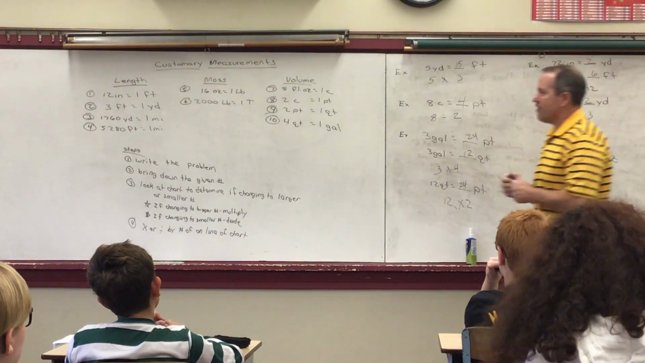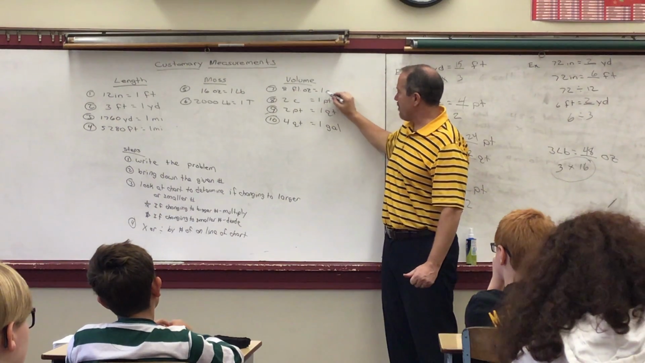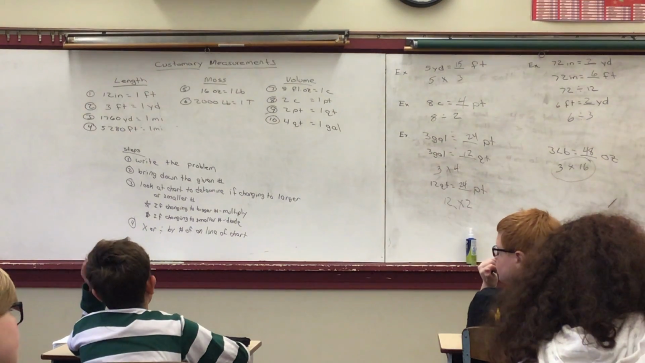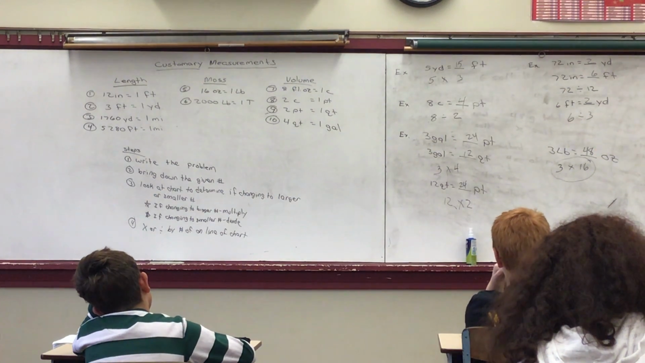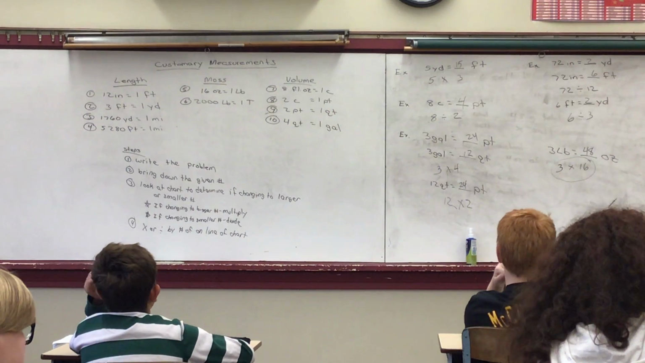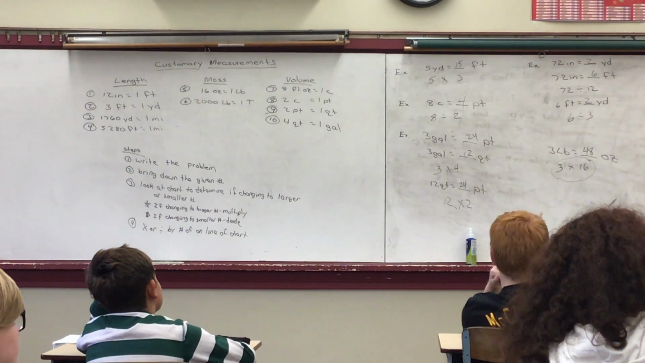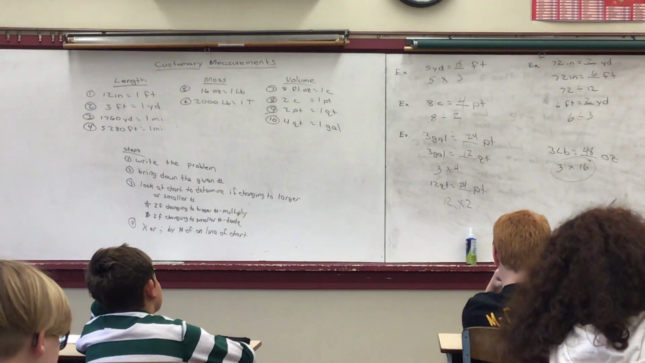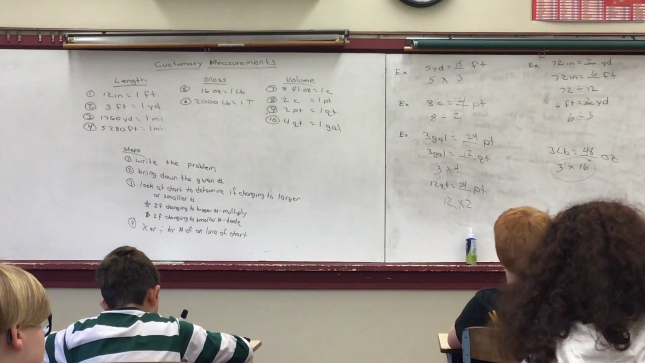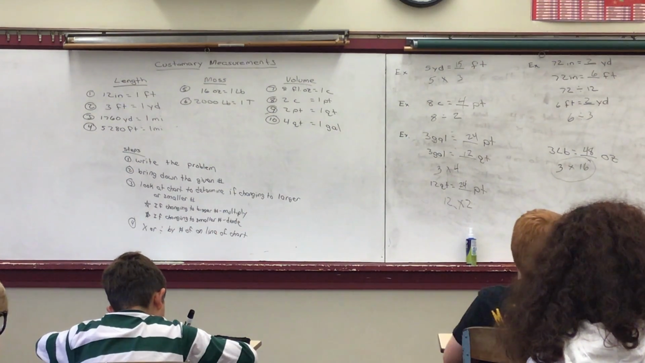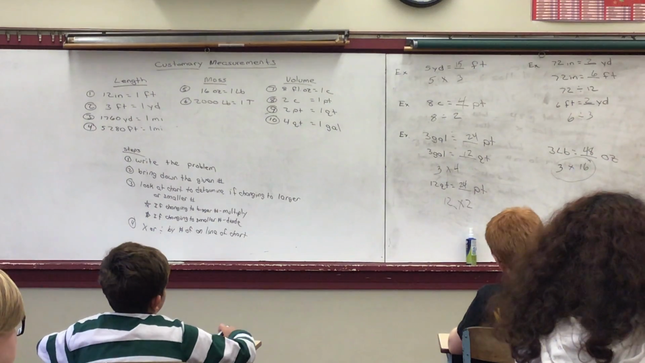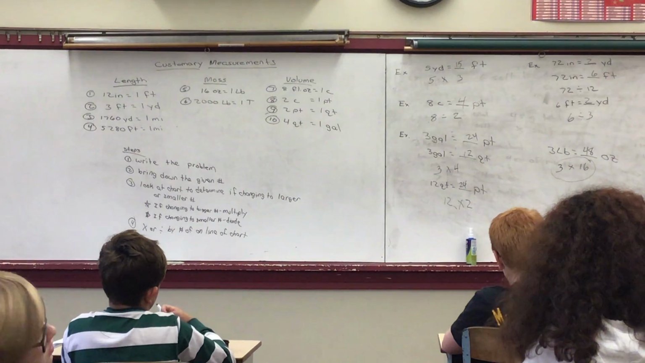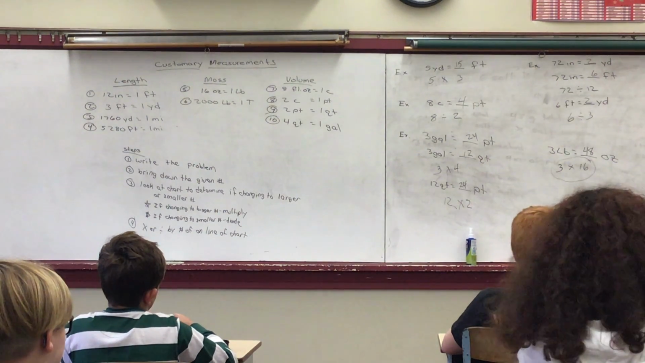Maybe we need to go back. We have a 1 with the cups and 8 with the fluid ounces. Okay, 8 is a bigger number. So to find the bigger number, we're going to multiply. What are we going to multiply by? 72 times 8, which is what? 576. Okay, erase it.